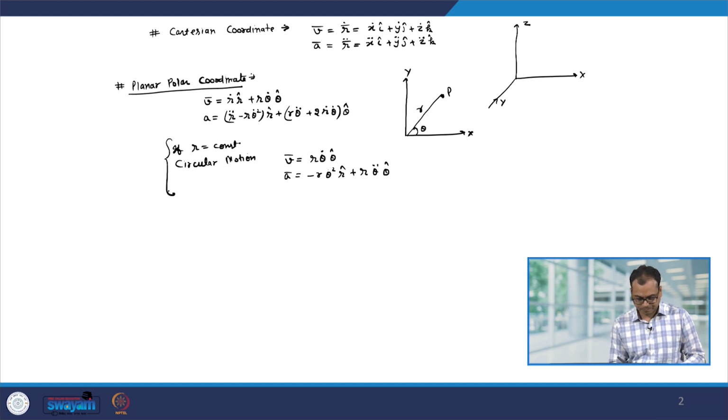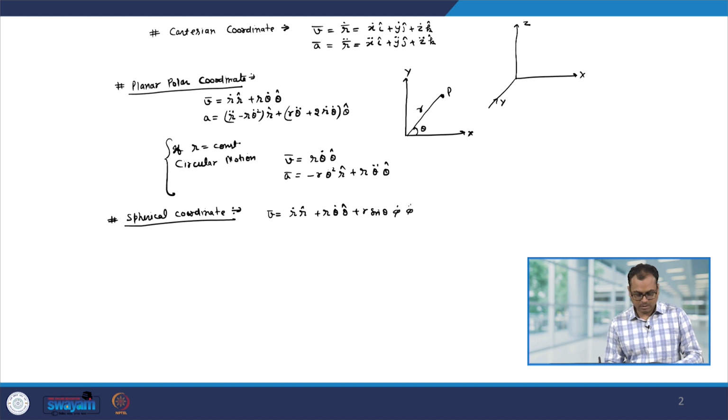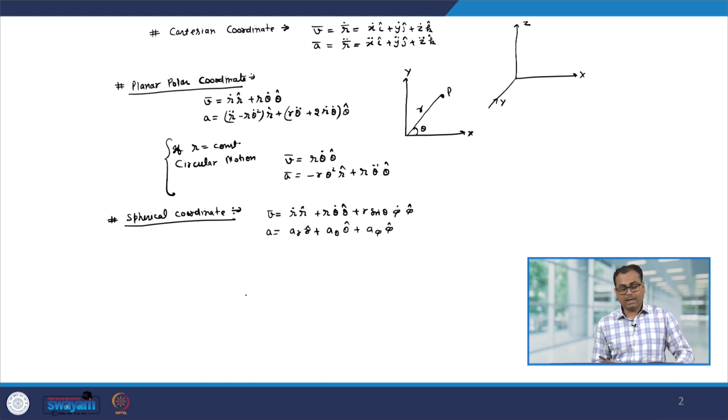In spherical coordinates, we have the velocity vector v equal to r dot r cap plus r theta dot theta cap plus r sin theta phi dot phi cap, and the acceleration a can be written as a r r cap plus a theta theta cap plus a phi phi cap, where again a r, a theta and a phi are the accelerations along the r, theta and phi directions.